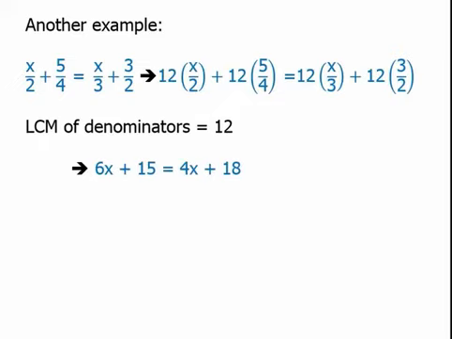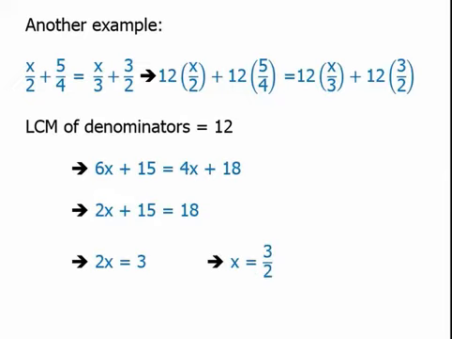That just becomes this. Then once we have this, we can subtract 4x from both sides. We can subtract 15 from both sides. And then divide by 2 to get x by itself. X equals 3 halves.